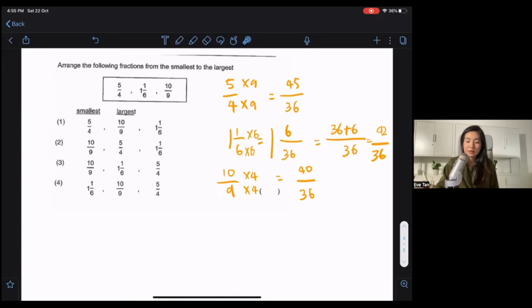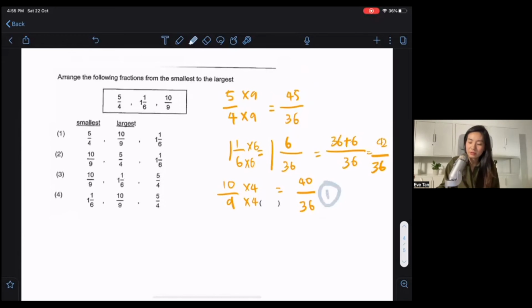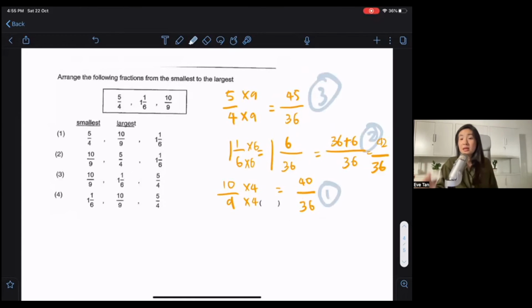Okay, guys, now it's very simple already. You're just going to compare the following fractions. Which one is the smallest? This is the smallest, followed by this, and this is the largest, okay? So again, just nice, this is an MCQ question. You can just pick accordingly. But if it is a section B question, you got to write back the original fraction. Do not write the converted equivalent fraction, okay? Write back the original fraction that the question gave you. So now, what will be the smallest? 10 out of 9, followed by 1 out of 6, followed by 5 out of 4. Answer will be option number 3.